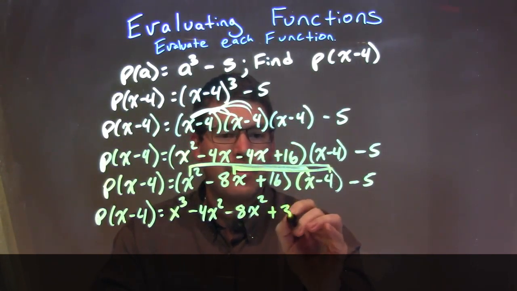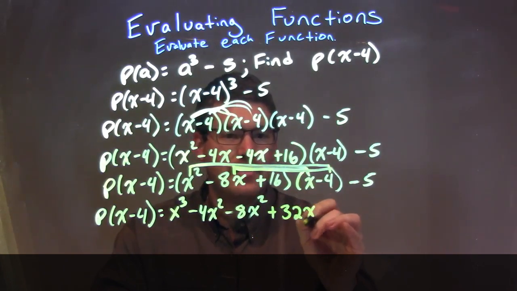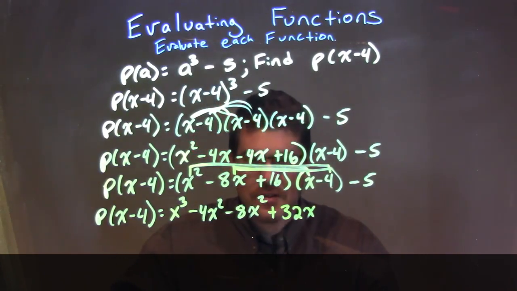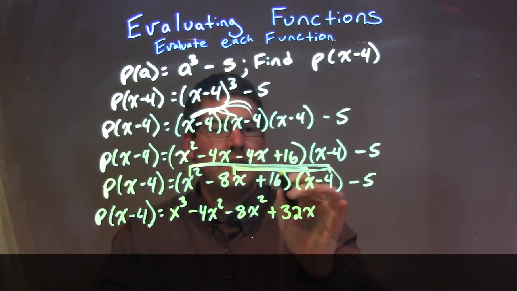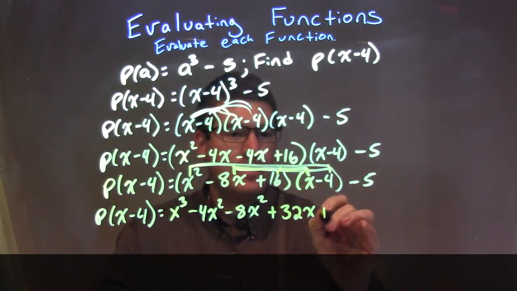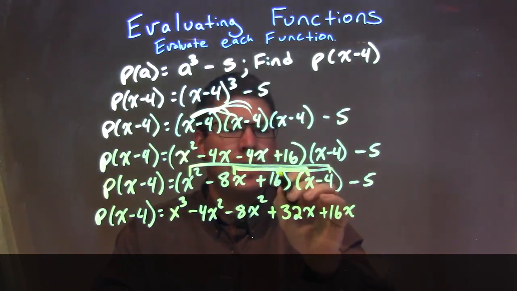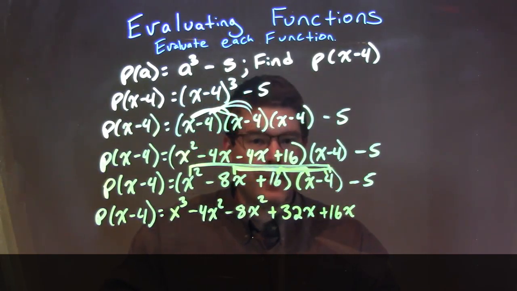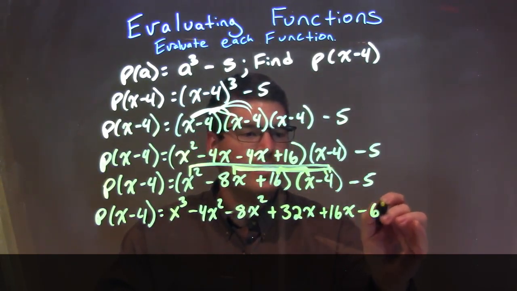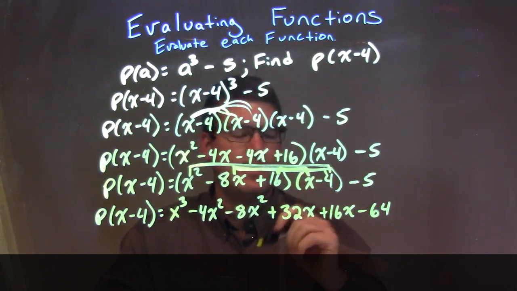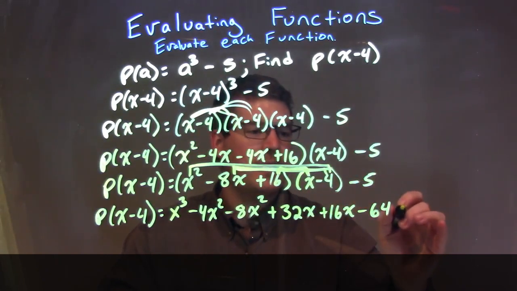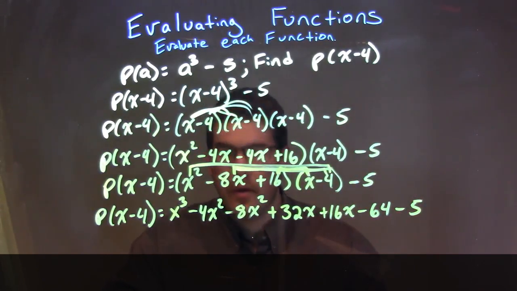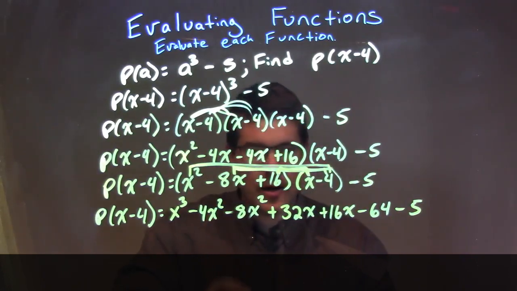That's a positive 32x. So now we have the 16, okay? So we multiply 16 times the x here is a 16x. And 16 times the minus 4 is a minus 64. Okay, 16 times minus 4 is minus 64. We then bring down the minus 5. So at this point, we need to simplify by combining our like terms.